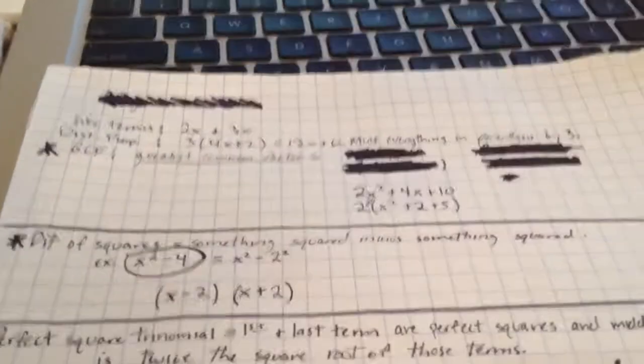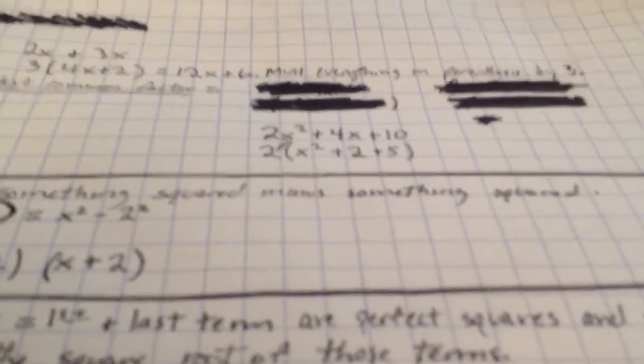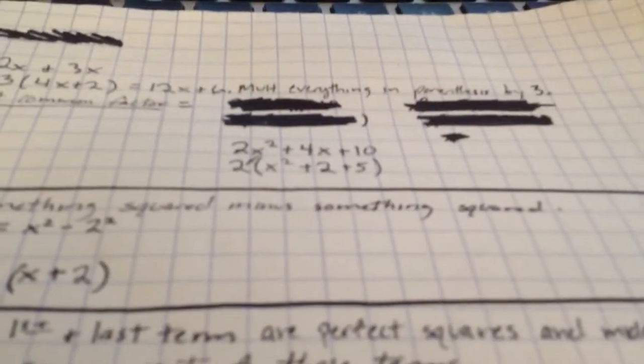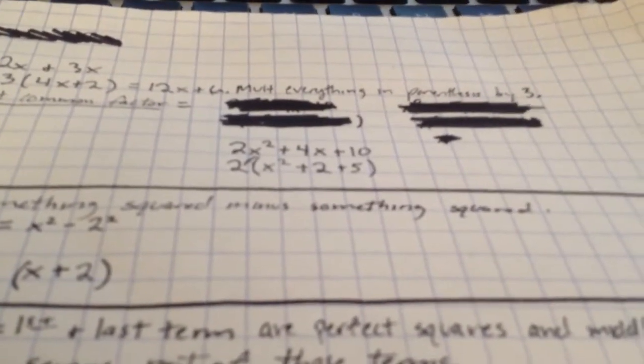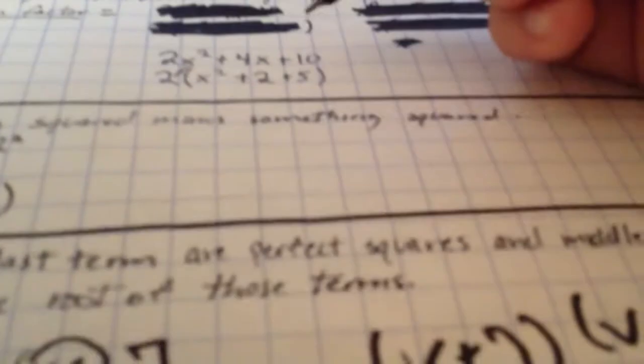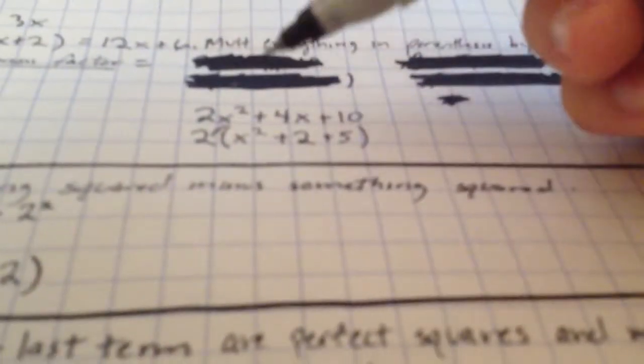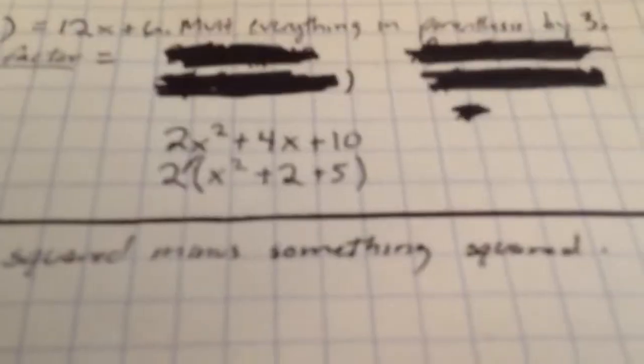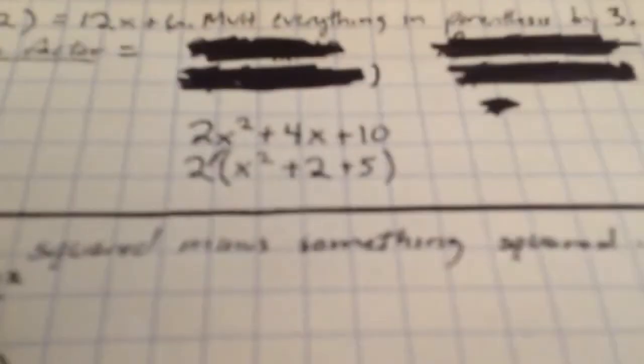So the greatest common factor is just finding what a certain binomial or trinomial has in common. What term do all of these three or four or however many things have in common? What can they all be divided by? Well, in 2x squared plus 4x plus 10, the only thing they have in common is a 2. So when you factor 2 out, you'll get what's on the bottom. And that's how you find the GCF.